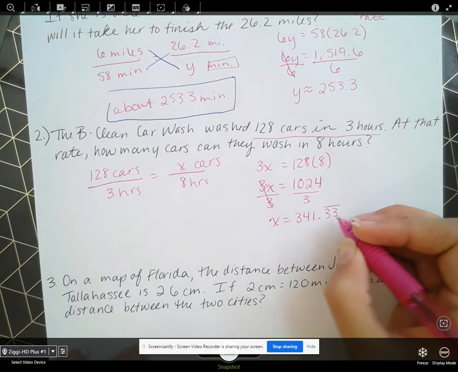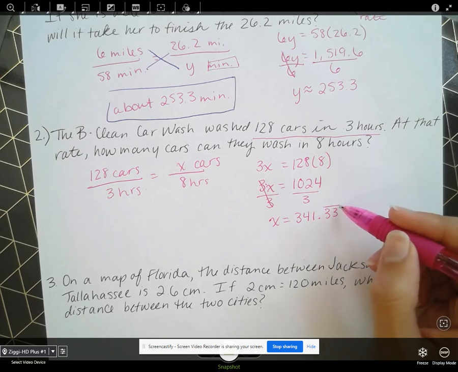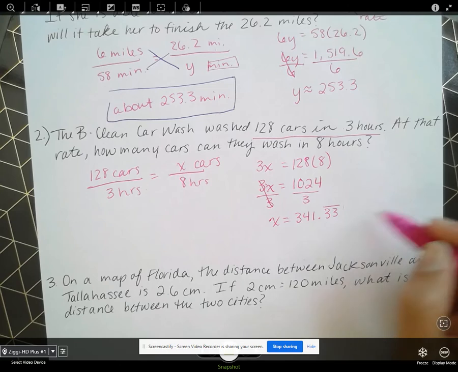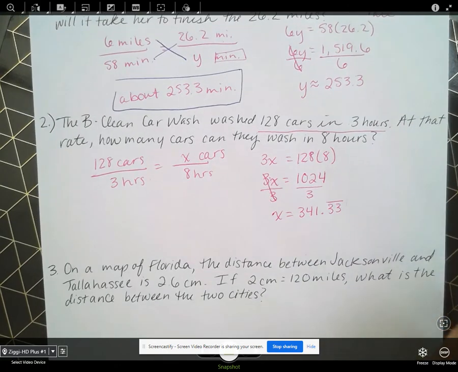341.33, a bunch of 3's repeating. Remember this notation: the bar goes over the decimals that keep repeating. So the 3's all keep repeating, so I put a bar over the 3's. All right, is that my answer? No, they want to know how many cars.